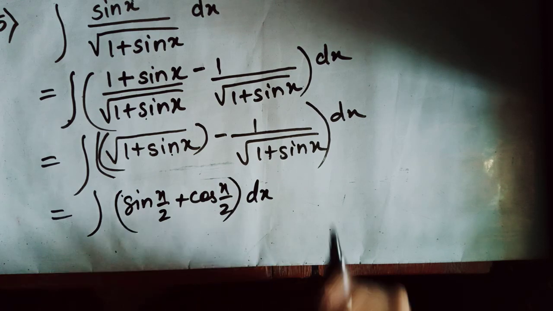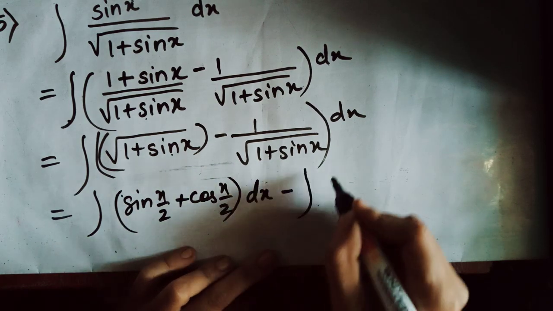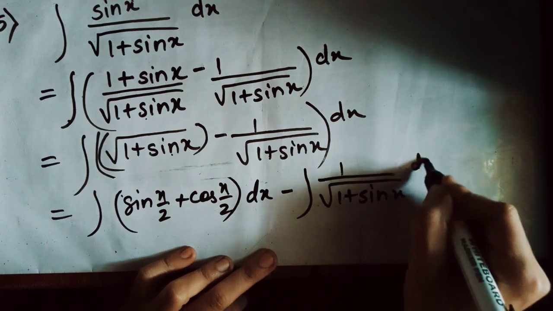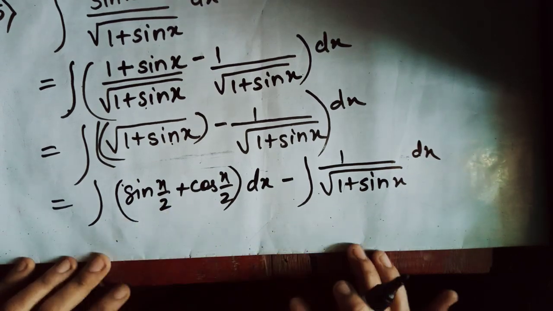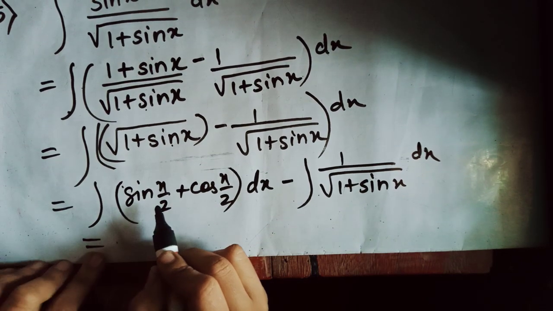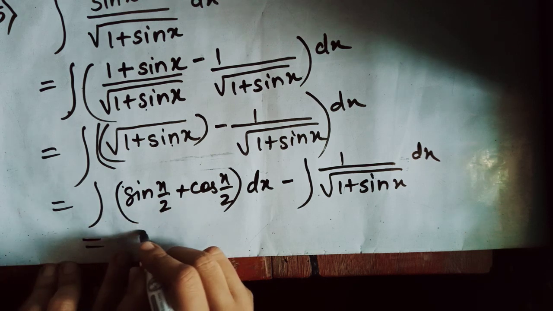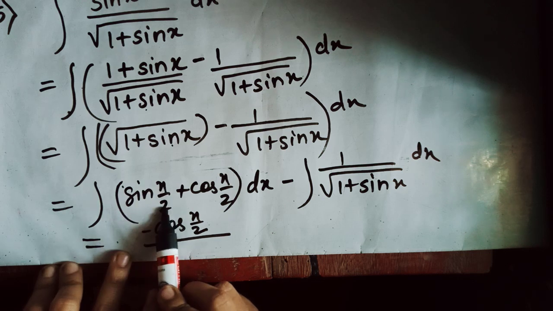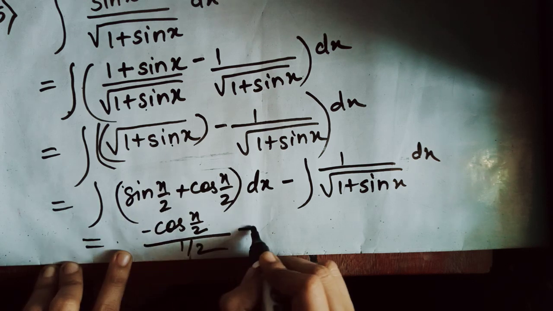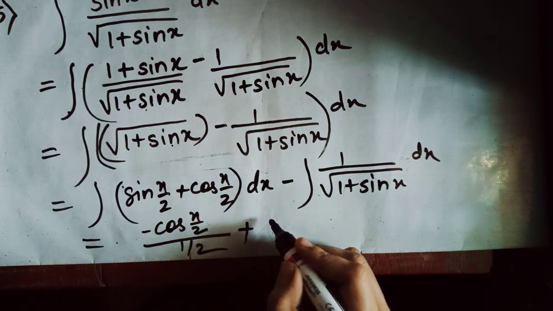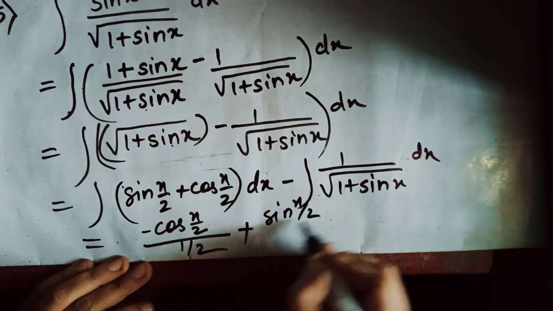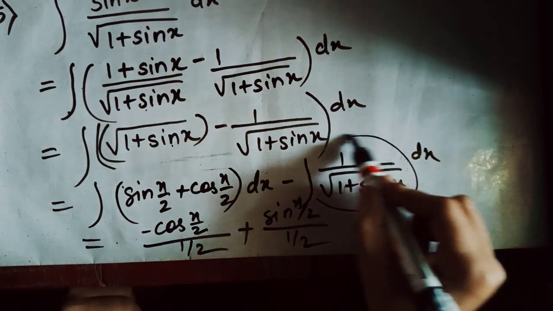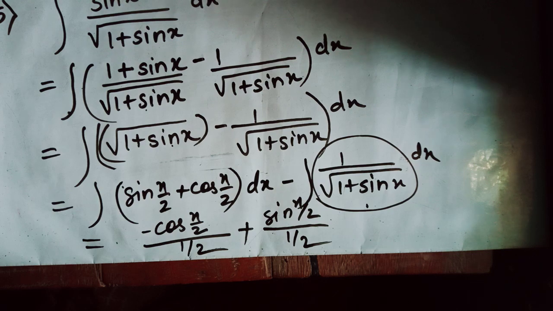This is easy, right? Now this term is remaining plus sin x dx. Okay, we'll integrate this first. So this I can write as: integral of sin x by 2 is minus cos x by 2, and then you have to divide by the derivative of x by 2, which is half. Okay, plus cos x by 2, integral is sin x by 2, and you have to divide by the derivative. Okay, this is over. Now only thing is I have to solve this. Okay, let's solve this separately.